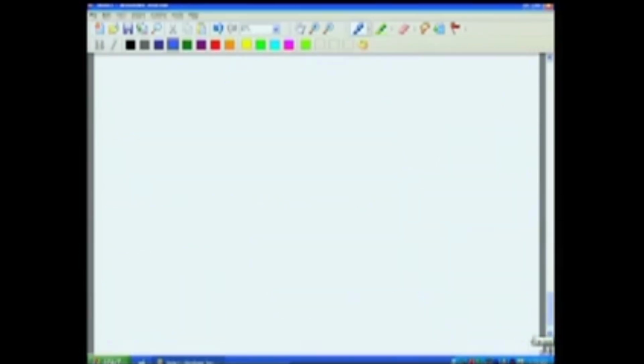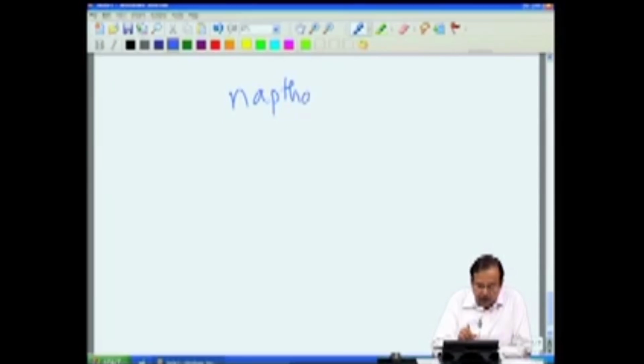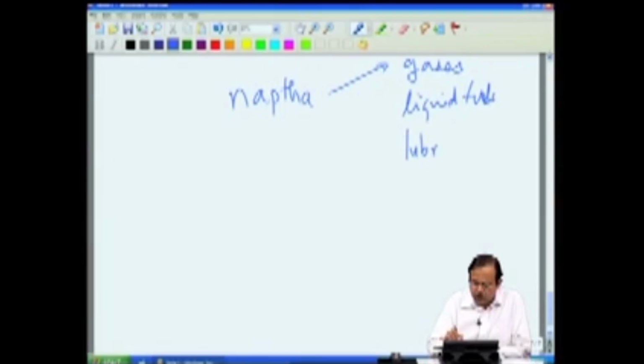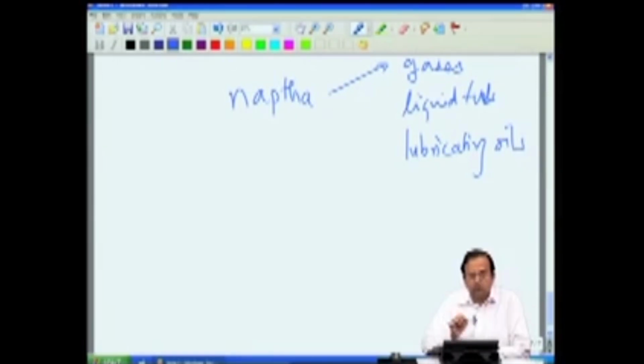Let us look at this kind of reaction network and its use for another class of examples. This is an example where we do not know what our reactants and what our products are, but how do we then do the lumping analysis using this monomolecular reaction network idea. Let me give you an idea. As you are aware, if you do cracking of naphtha, you get a wide variety of products: gases, liquid fuels, lubricating oils and so on. Okay. So, we get all this kind of products.